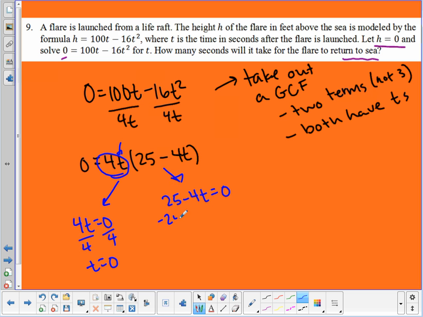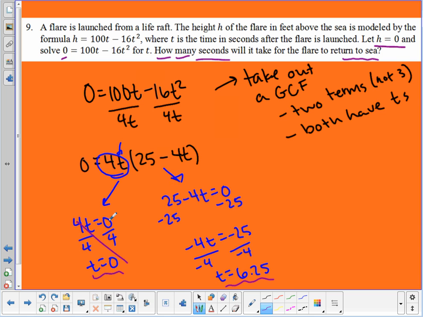Over here, let's subtract the 25. And I have negative 4t equals negative 25. And then divide by the negative 4. And I get t is equal to positive 6.25. So those are my two possible solutions. Now, it says how many seconds will it take for the flare to return to sea? So if I'm looking at t equaling 0 and t equaling 6.25, having a time of 0 doesn't make sense. Nothing has happened yet. No time has passed. So my only logical answer here is the 6.25, and this is measured in seconds.